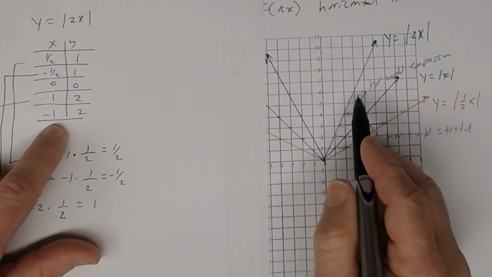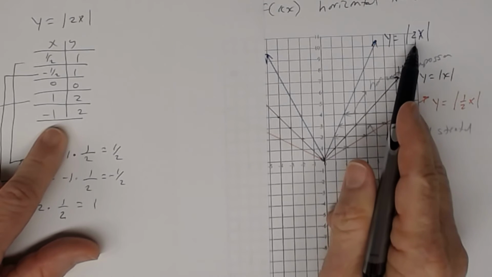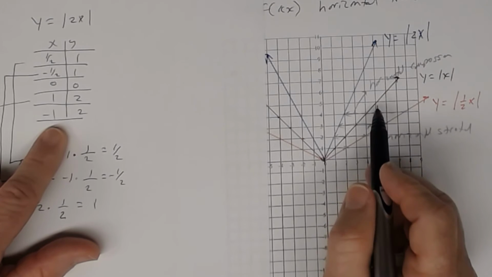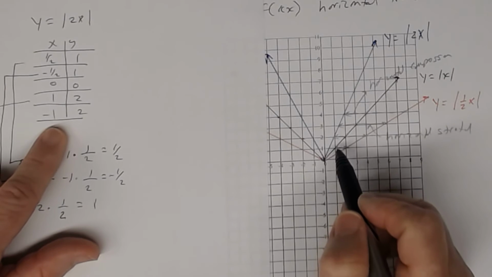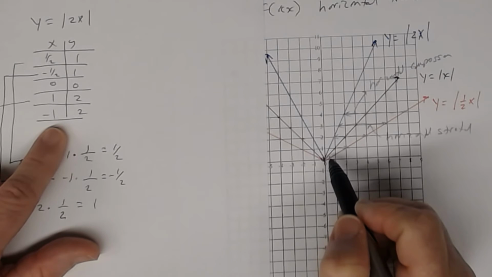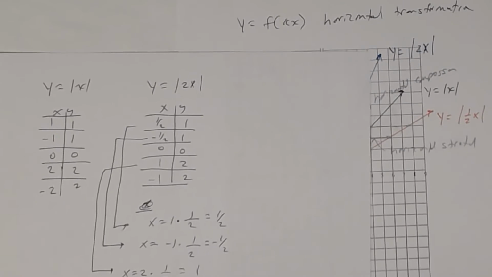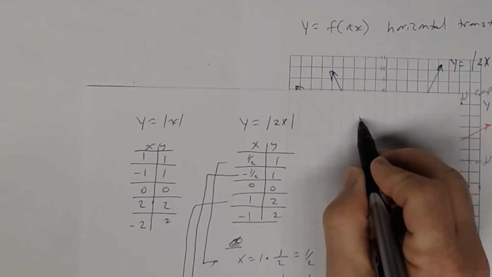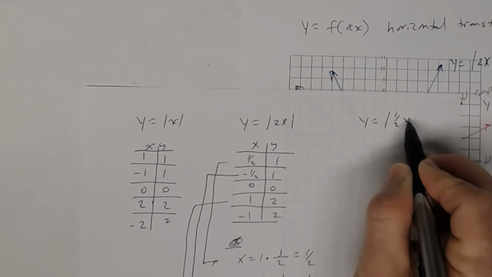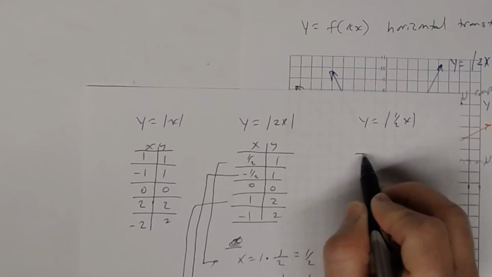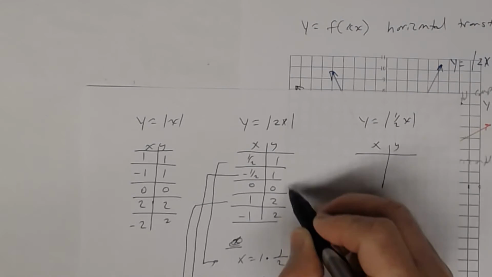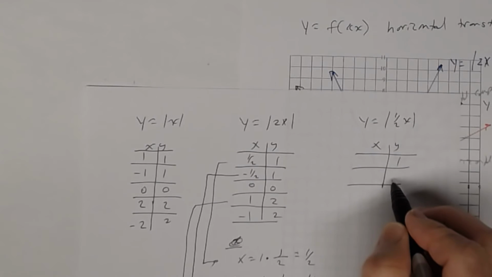So notice to get this graph, you don't multiply x by 2. You take each of those x coordinates here and you multiply by 1 over 2. Okay? You multiply by 1 over 2. And then we look at the other one, just real quick, y equals the absolute value of 1/2 x, the same thing. I want all these y values to be the same.